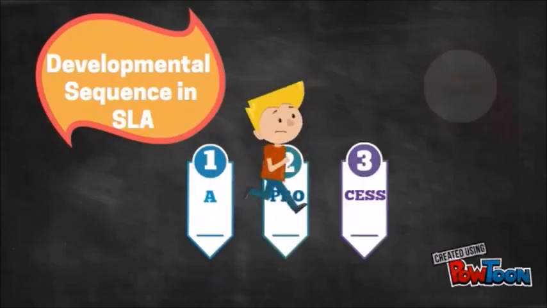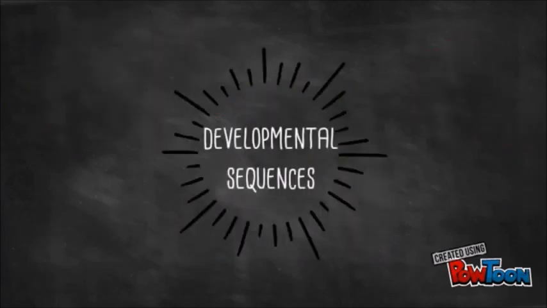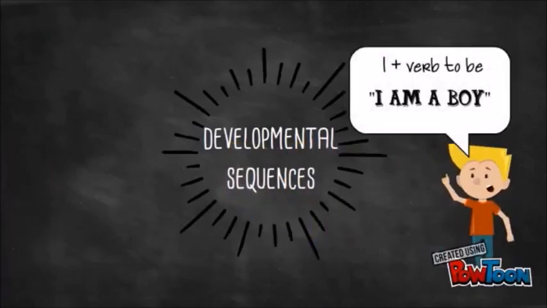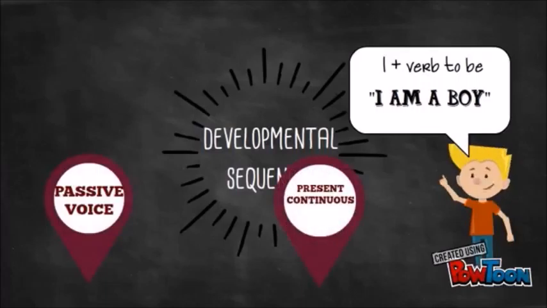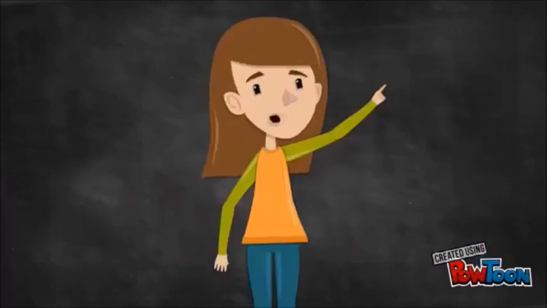A developmental sequence in second language acquisition is a process that a second language learner goes through as they acquire a second language. These sequences or steps are noticeable as the learner uses the grammatical structures of the second language. For example, the passive voice, present continuous, and past participle. Now, we are going to explain how the second language learners move through these developmental sequences.